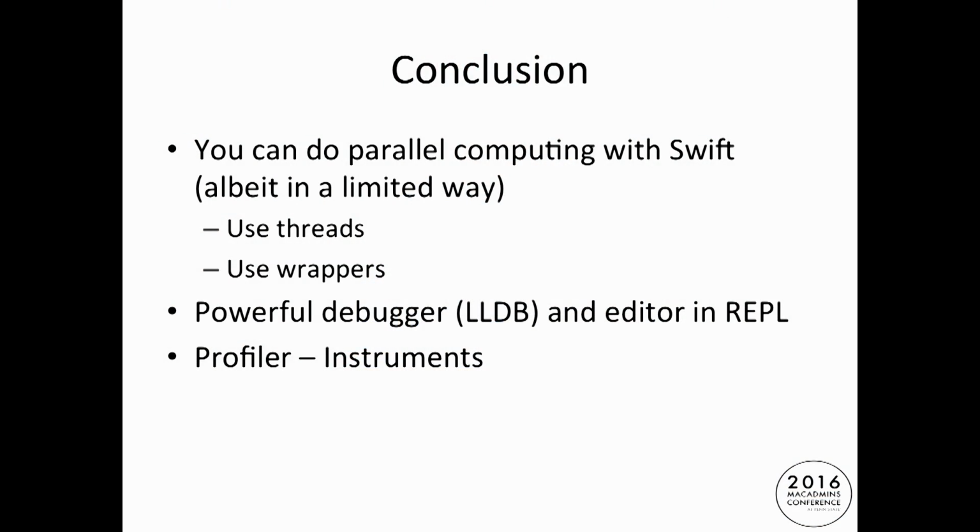So in conclusion, you can actually do parallel computing with Swift. You could use threads. You could use wrappers. Threads, asynchronous, synchronous. What else would you do for threads to do the heavy lifting? Come on, I just mentioned this. GCD. Remember greatest common denominator if you can't remember dispatch. There's LLDB and REPL and profiler for instruments.